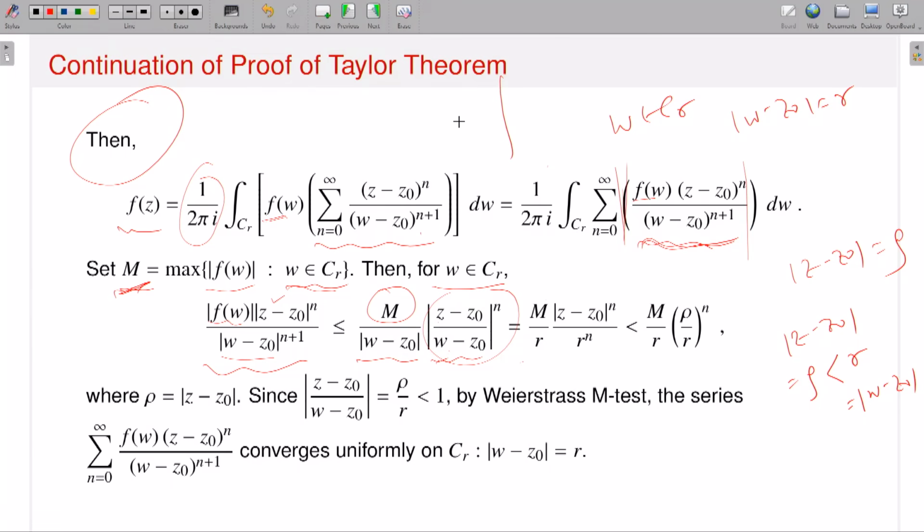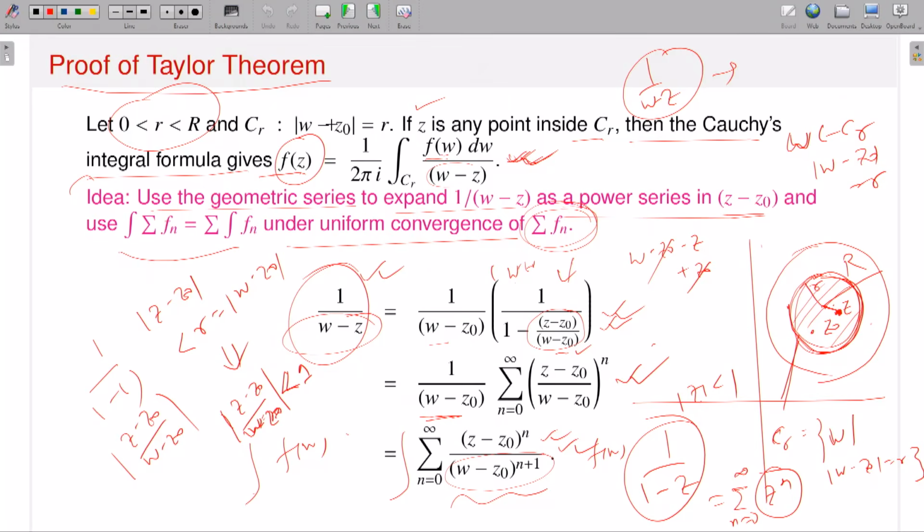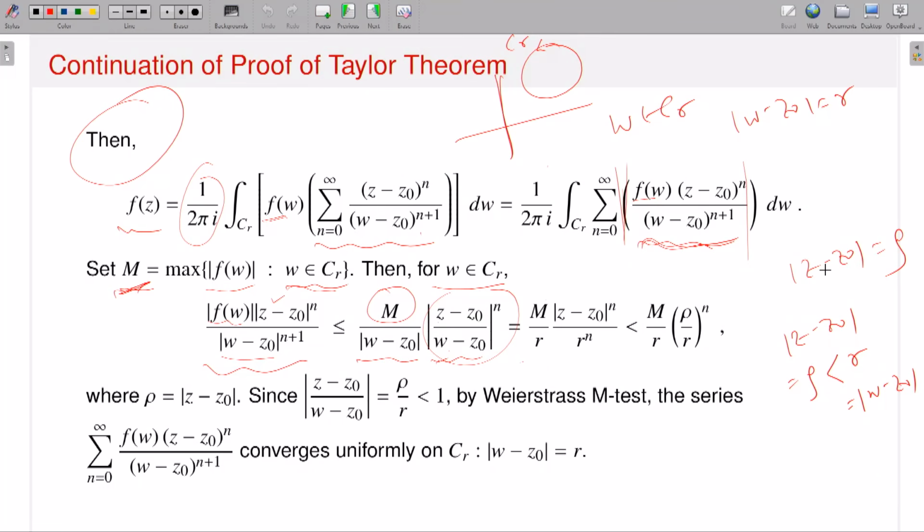Why? Because if I draw it pictorially, this is my CR. In fact, go back, that will be better. So this is my CR, right? Z is here. So the distance between Z and Z0 is less than the distance between Z0 and W. That exactly I have done. So the distance between Z and Z0, which is exactly equal to rho, is less than R, which is W minus Z0.